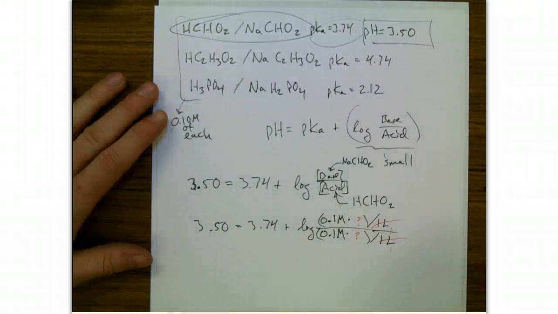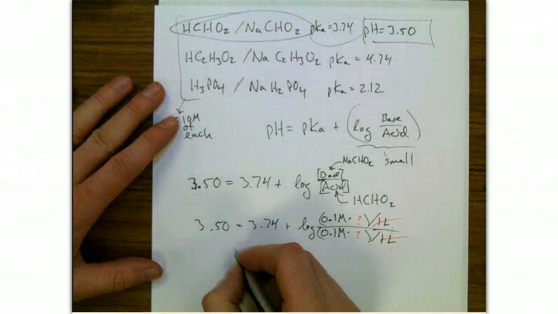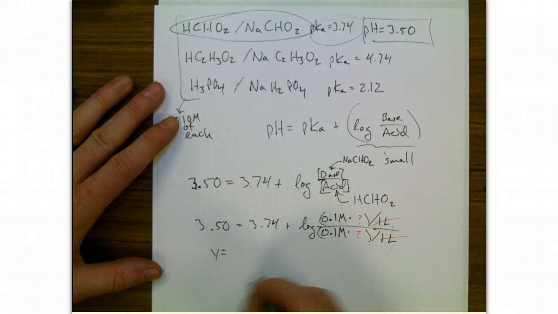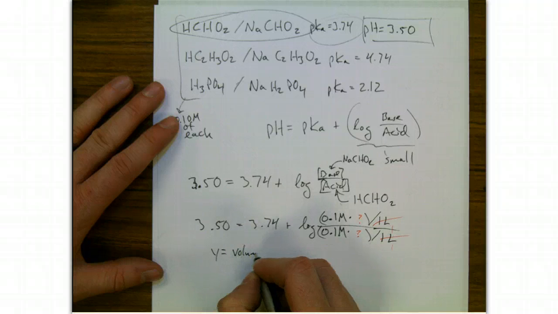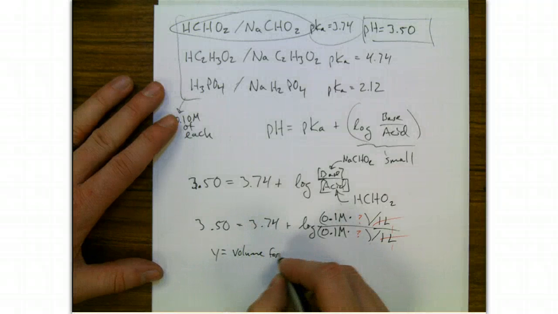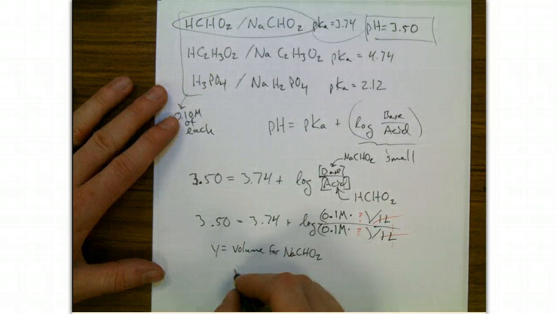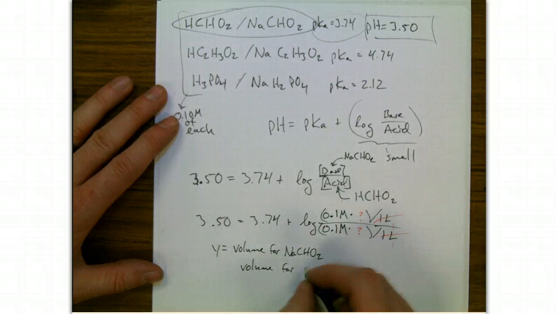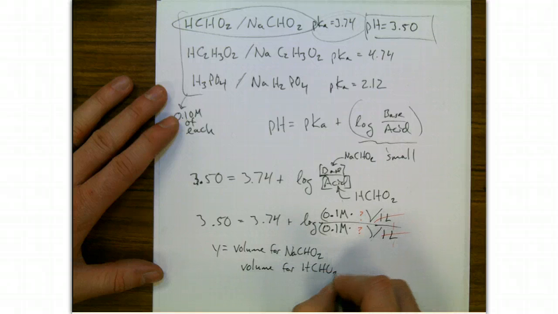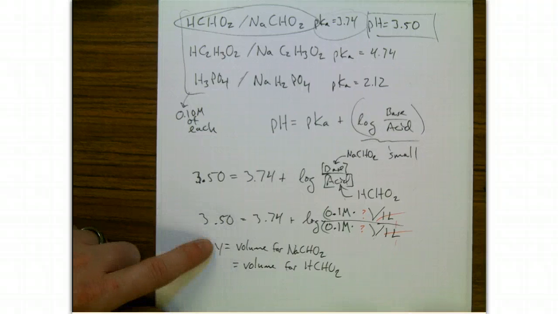Let's pick the volume for our base, which is the NaCHO2, and call it just y. So we'll say that y is the volume for the conjugate base, NaCHO2. And then we have to create a relationship between the volume of this one and the volume for the acid, which is the HCHO2, right? So what's the relationship between these two, keeping the same variable, y?